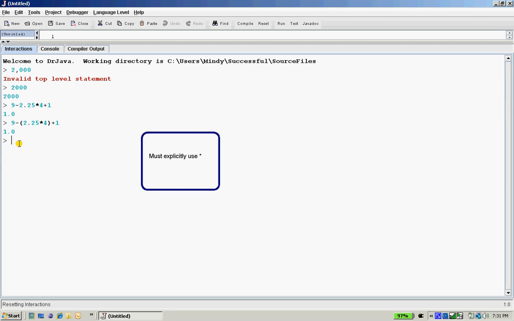Now, one sticky point in Java is that you must use the multiplication operator explicitly in your equations. So if you had an equation like 3 minus 2 inside parentheses times 8, the compiler accepts that. If you have this same equation without the multiplication sign in there, the compiler will not accept that. So you do have to keep that in mind so you don't get any bugs in your programs.